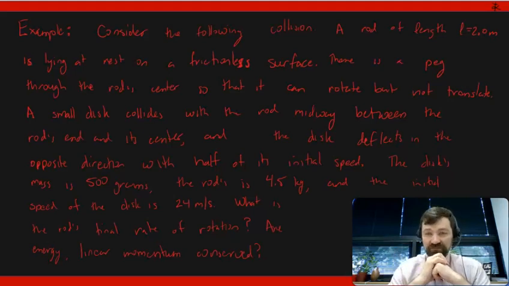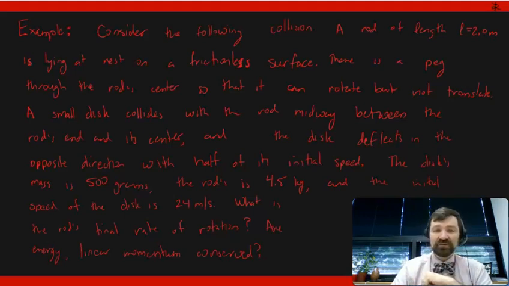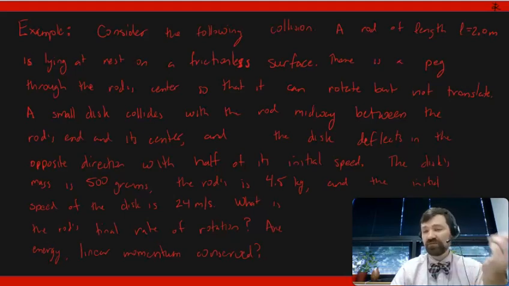You have a very small disc which hits the rod midway between the peg and the end of the rod. Given the masses of both and the initial speed of the disc, and being told that the disc reflects at 12 meters per second in the other direction, starting with 24 meters per second one way and then 12 after the collision, we want to know what the rate of rotation of the rod is and whether energy and linear momentum are being conserved in this example.